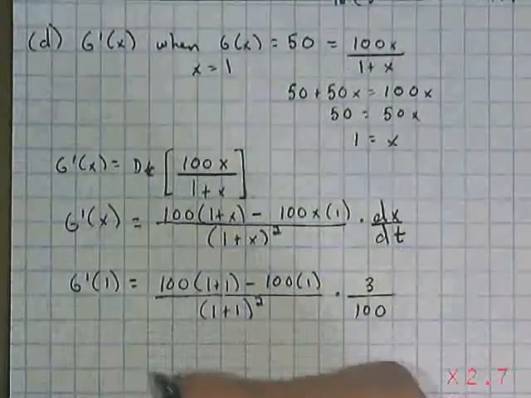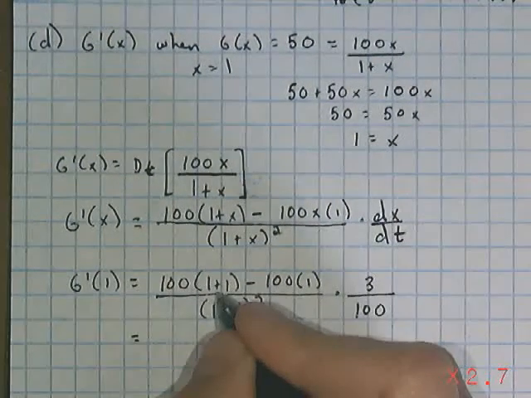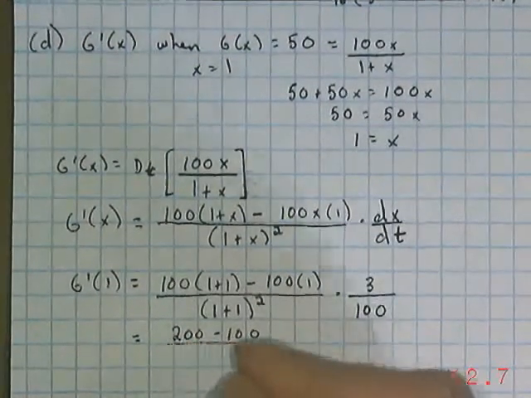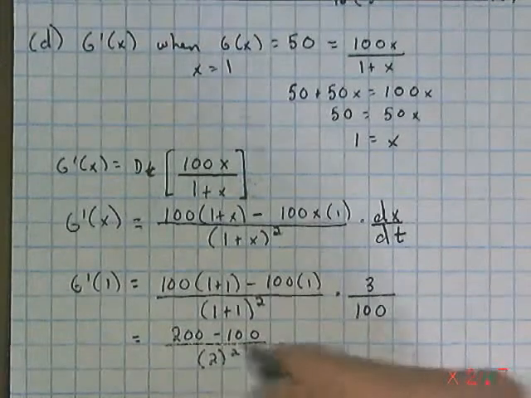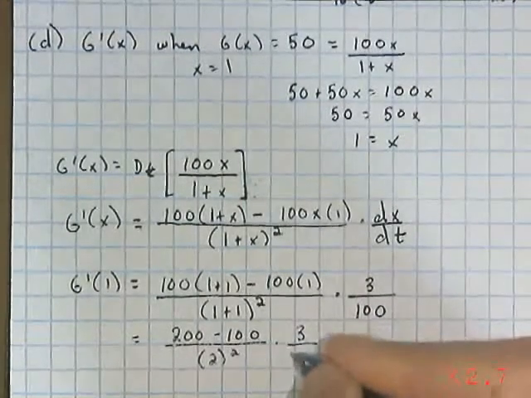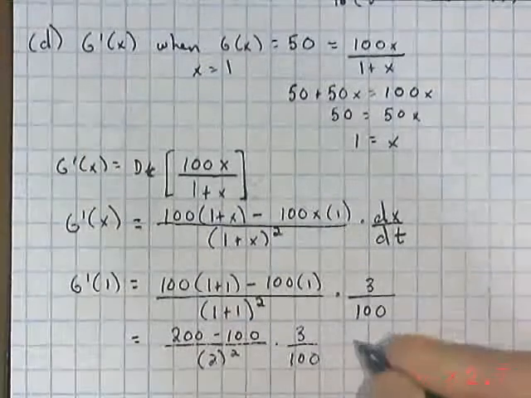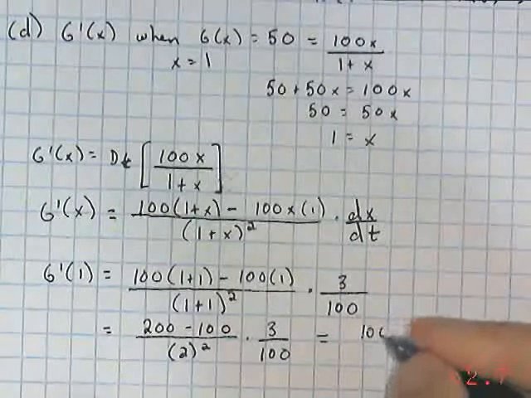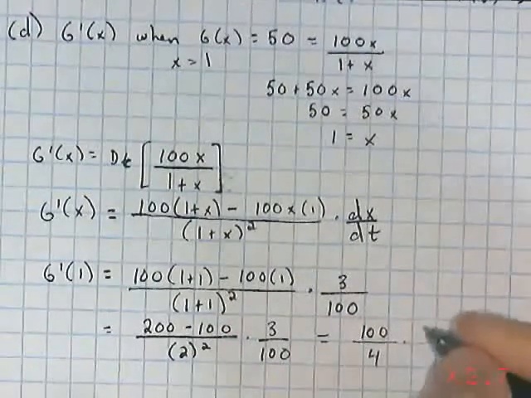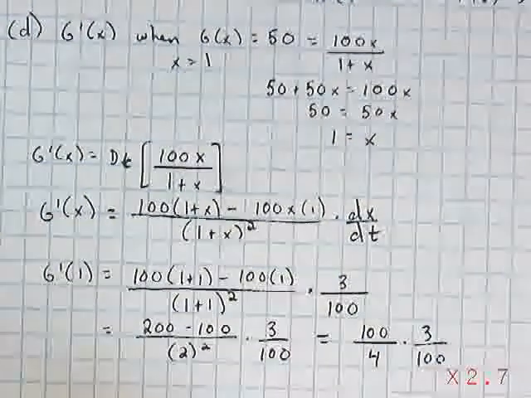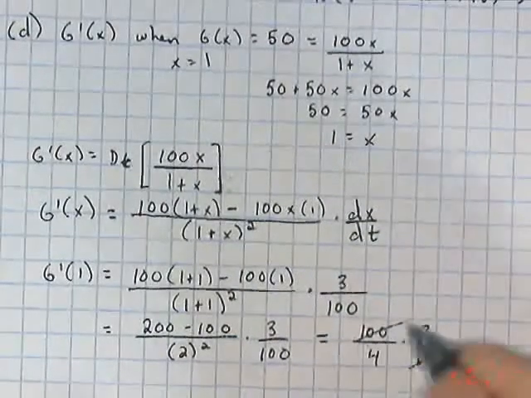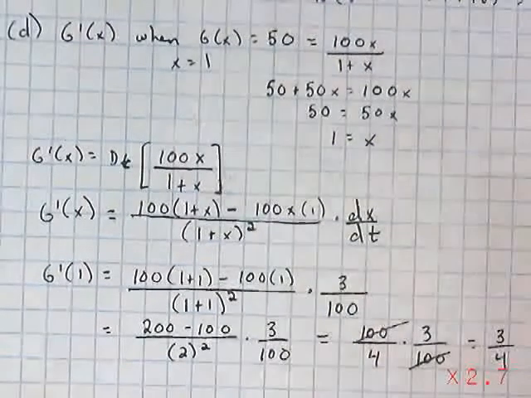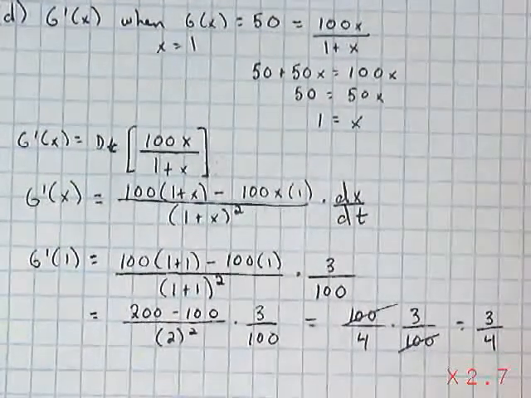Let's simplify this. This turns into 200 minus 100 over 2 squared times 3 over 100. 200 minus 100 is 100, over 4, times 3 over 100. Oh, happy day. Hundreds cross out. And our derivative at that time is 3/4. And we need to put that into a nice conclusion.